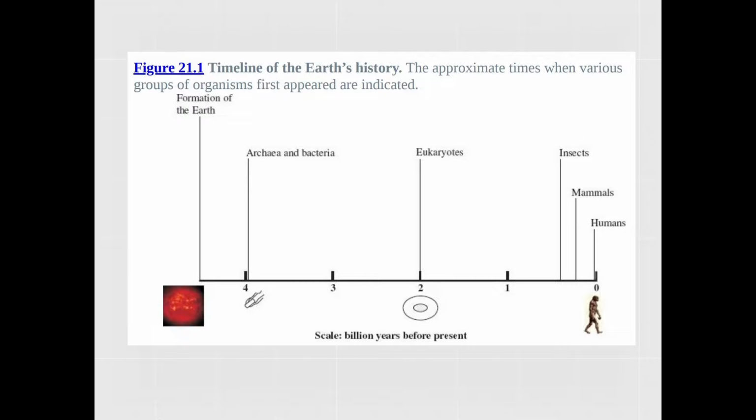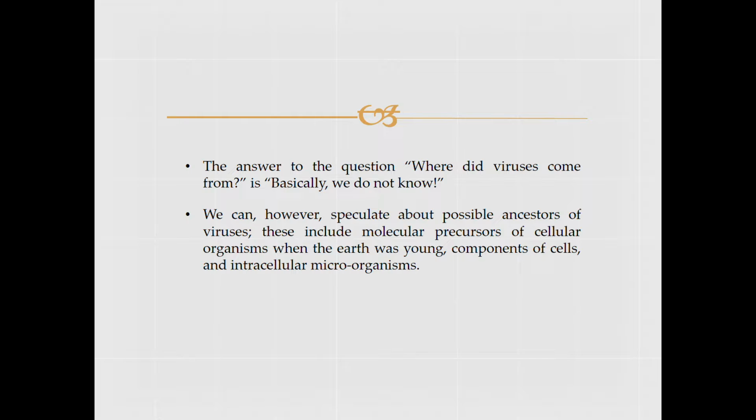There is a timeline of Earth history that shows where the viruses come in. First of all, there is the formation of Earth, then after that bacteria, eukaryotes, and insects come, then mammals, and after that the humans. There is a question: where did the viruses come from? The answer to this question is still unknown. We don't know where the viruses come from.